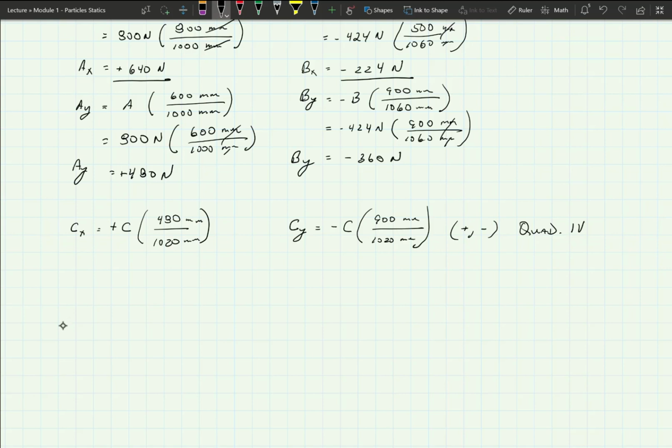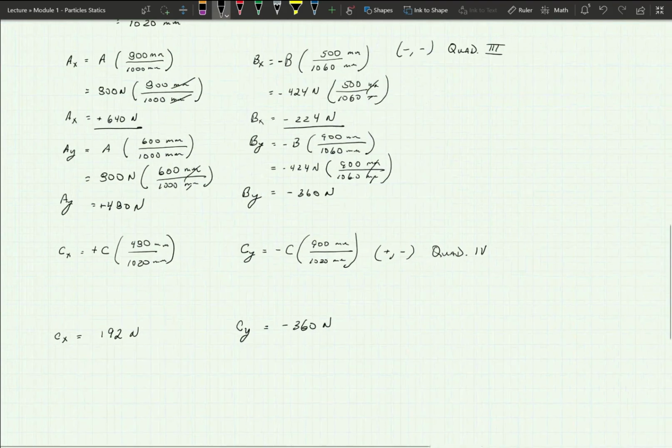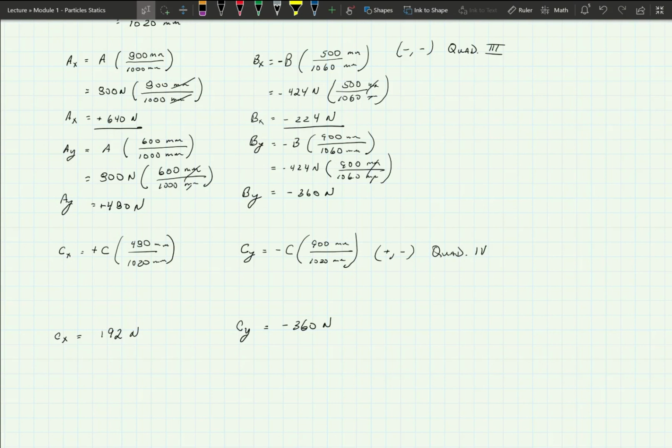When you get it all done, you should get an answer here that C of x is equal to 192. Okay? And C of y is equal to negative 360 newtons. Okay? Now, we could go find the angles for this, but this particular problem doesn't want you to do that. So we'll come back to that in another problem down the road, but just finding the components of this.